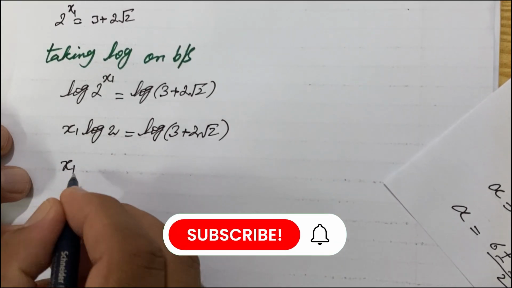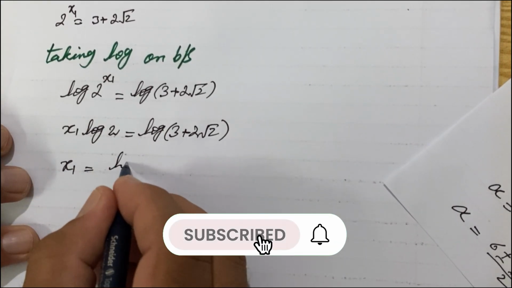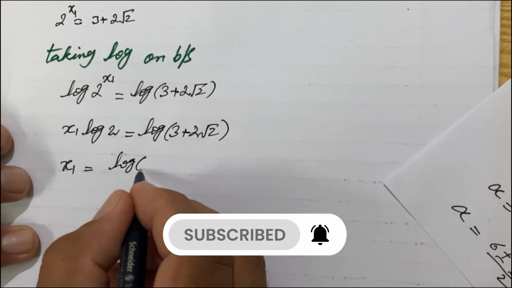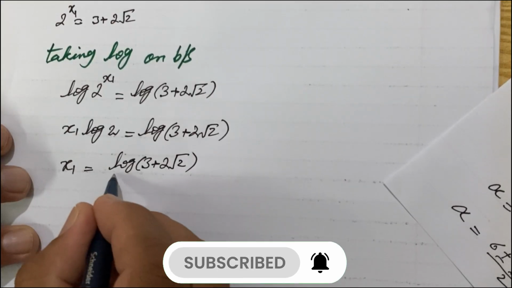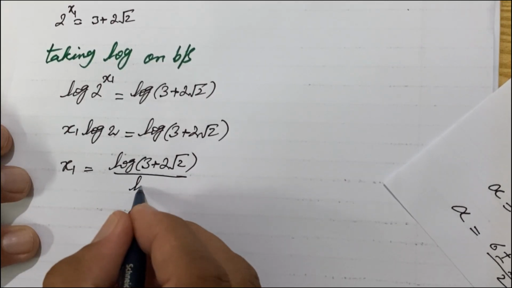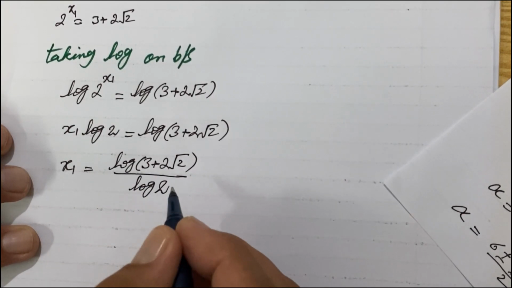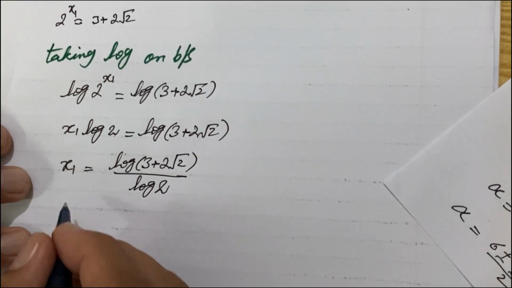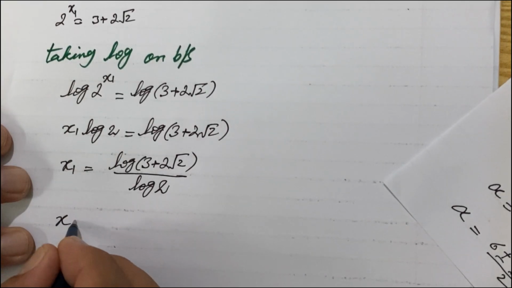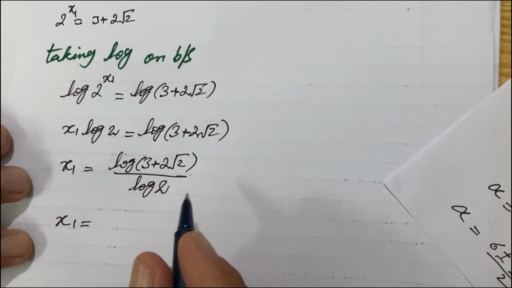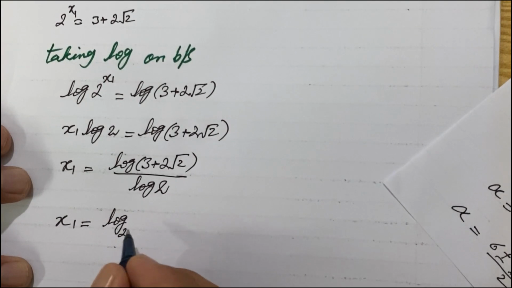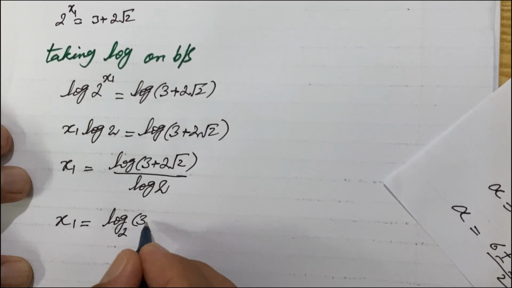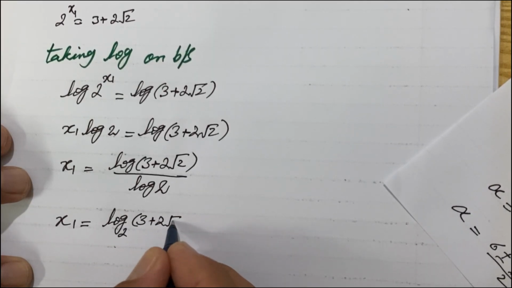x1 is equal to log of 3 plus 2 root 2 over log 2. So x1 is equal to log of 3 plus 2 root 2 over log 2.